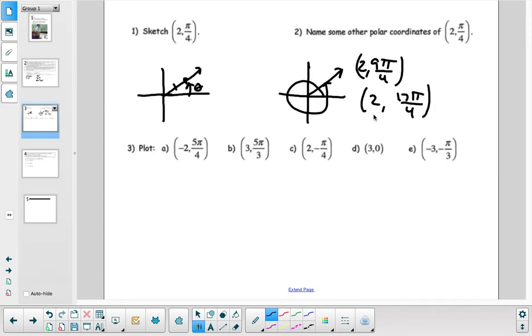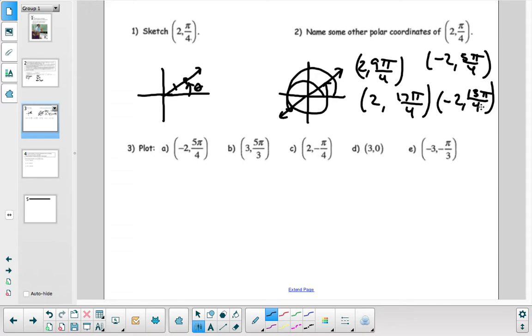we'll get to this in just a second, so might as well talk about it now. If I have 5 pi over 4, but I have a negative radius, it would then flip it back over here. So we could say (-2, 5 pi over 4), (-2, 13 pi over 4). So lots of choices, really, when we get into these.